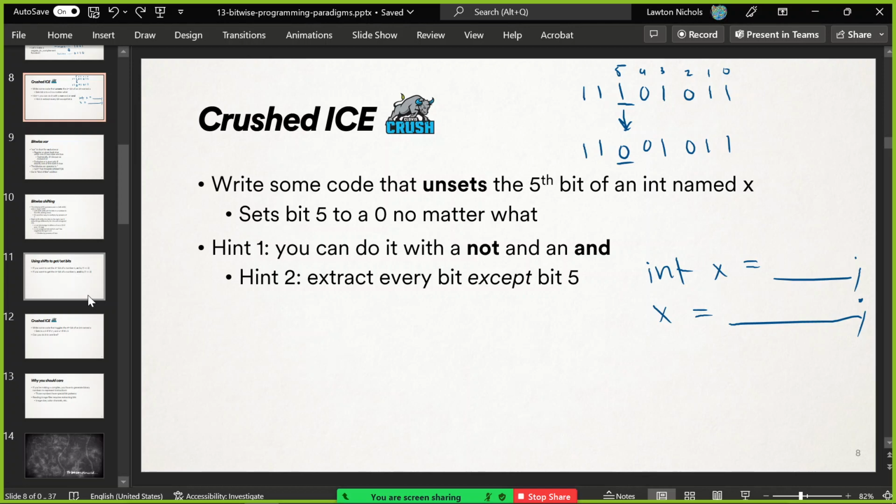Take a few more seconds to try it, but I told you how to extract a single bit, right? How would you extract a bunch of bits? All but one. Would you extrapolate what I said?